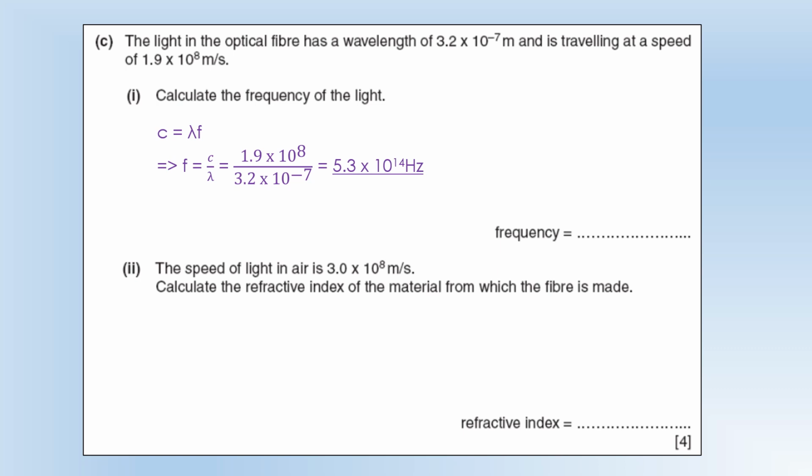Speed of light in air is 3 times 10 to the 8. Calculate the refractive index of the material. So refractive index is speed of light in a vacuum divided by speed of light in a material. That comes out as 1.6.